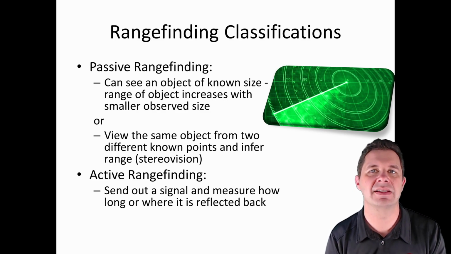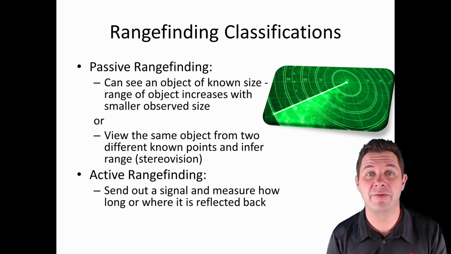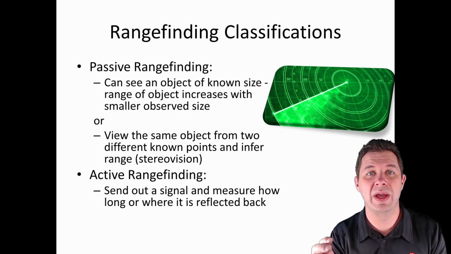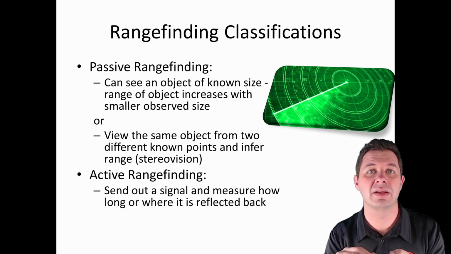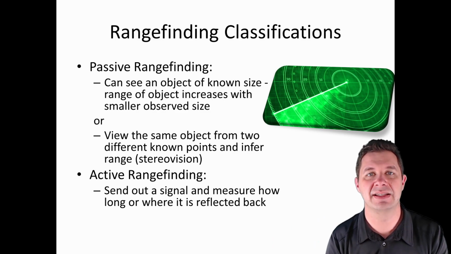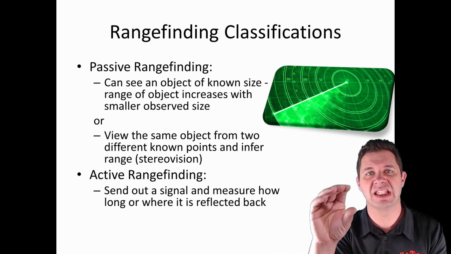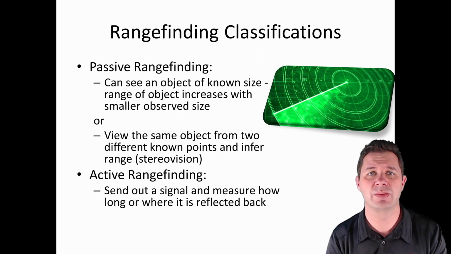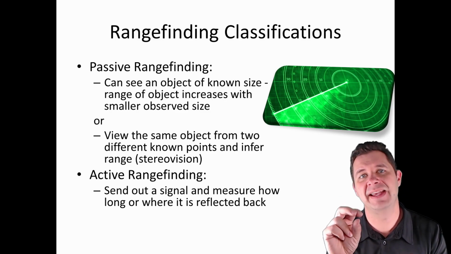The first one's passive. There are a few different forms of this. One is if we see a distant object of a known size, we can infer from that size and the size that we perceive it how far away that object is from us at any point in time. That's because as the object gets further and further away, it gets smaller and smaller. Not physically, but we perceive it to be smaller and smaller. And when we've got a camera or something like that, it takes up fewer pixels on our camera.